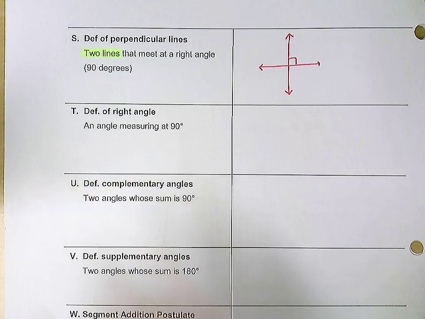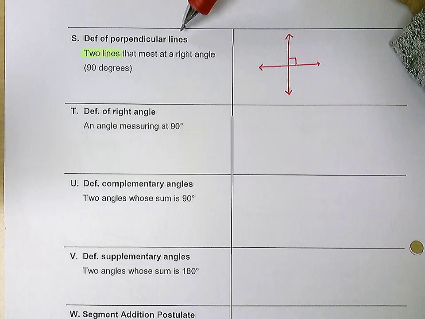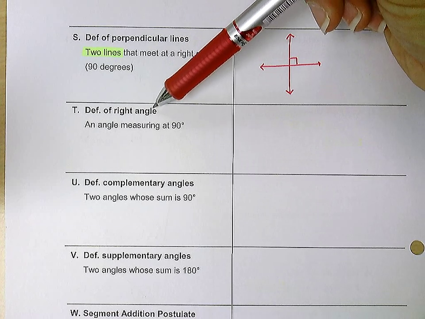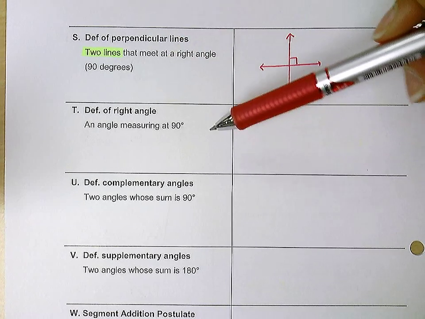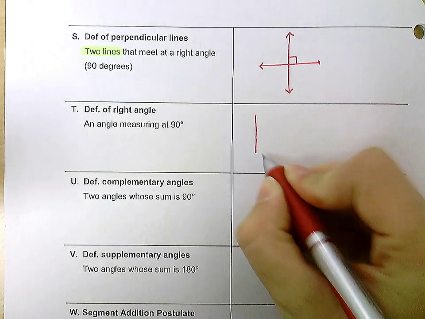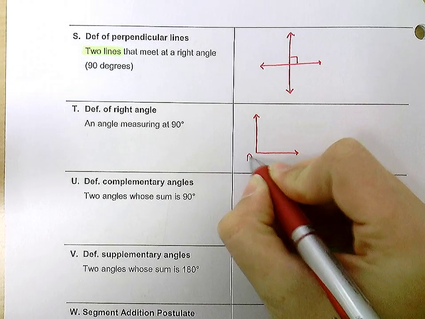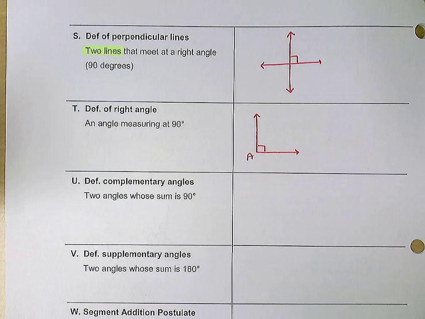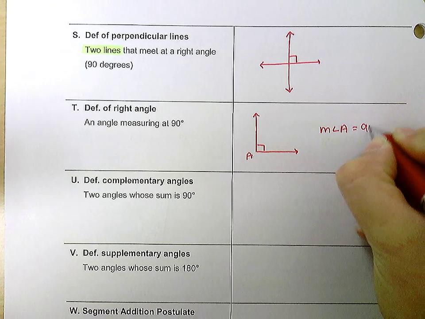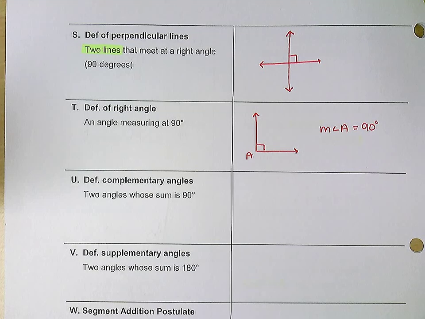Okay, then we have the definition of a right angle. There's a lot of right angle stuff going on here. So this is different than the definition of perpendicular lines. That one is talking about the lines. This one is talking about the right angle itself. So if you have a right angle, then you can say that angle is 90 degrees. If I said this angle here, A, is a right angle, then I could say the measure of angle A is equal to 90 degrees. So definition of a right angle, it is 90 degrees.